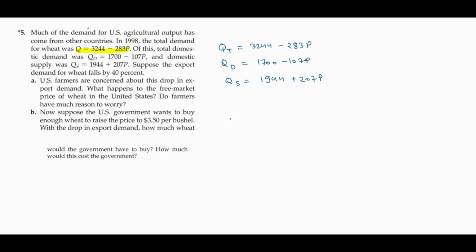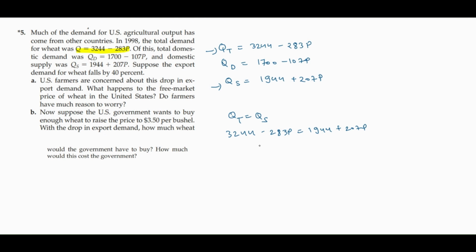So you know that the free market price would be where the quantity demanded equals the quantity supplied, right? So this is the total quantity demand and this is the total quantity supply in the US market. We just have to find the free market equilibrium price. For that we write QT, because QT is the total demand for the wheat: 3244 minus 283p equals 1944 plus 207p. So this is the demand and supply equation we have put.